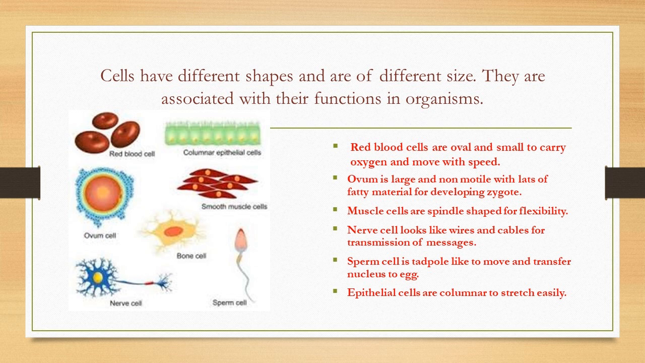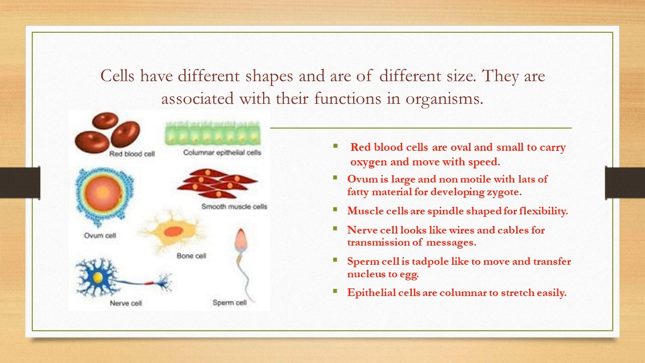Red blood cells are oval and small to carry oxygen and move with great speed from the heart to different parts of the body, and carry back carbon dioxide from different cells to the heart and the lungs. The ovum is large and non-motile with a lot of fatty material for the developing zygote.